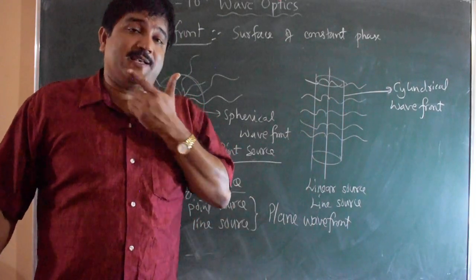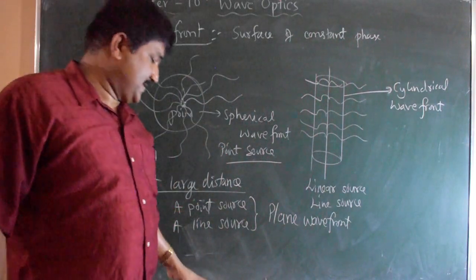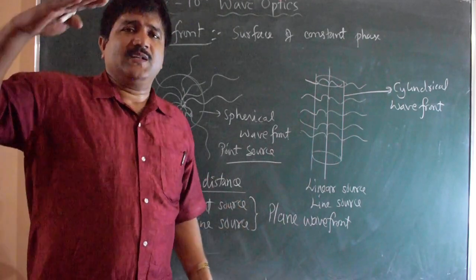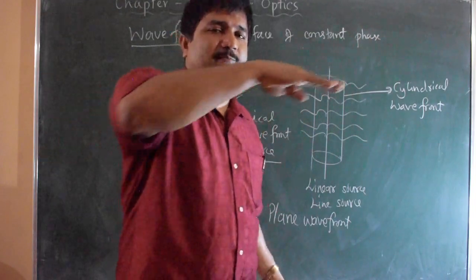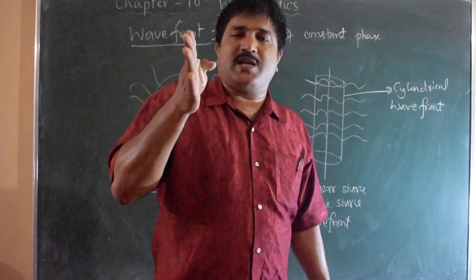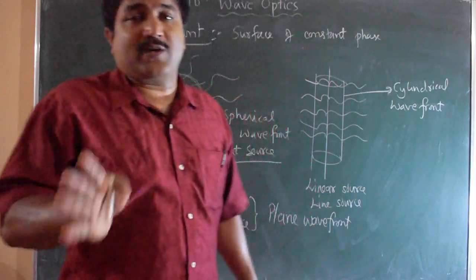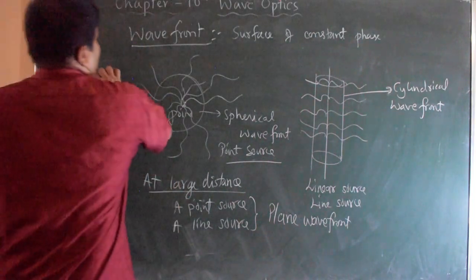So at far distance, both a point source as well as a line source give a plane wavefront, because the waves are almost parallel. At any point, if you join the waves having the same phase, it forms a plane surface. So that is the idea about wavefront.